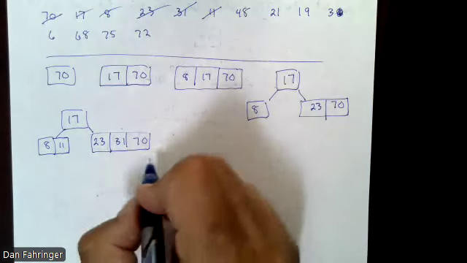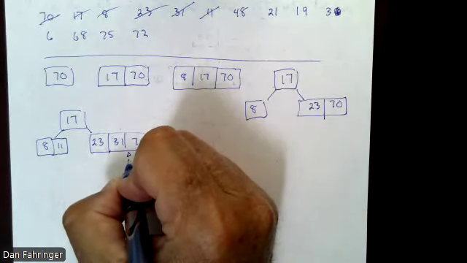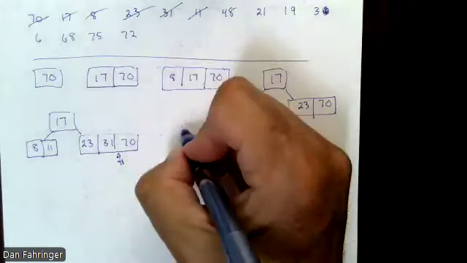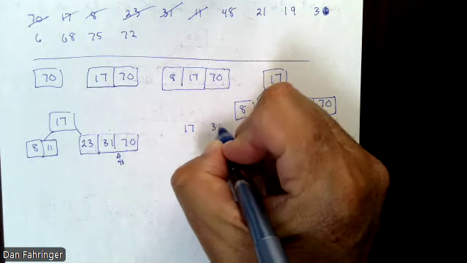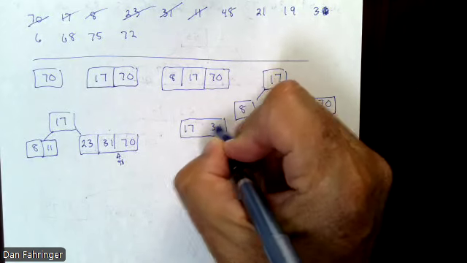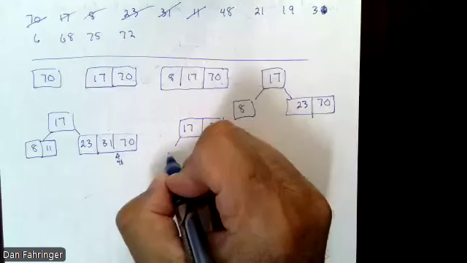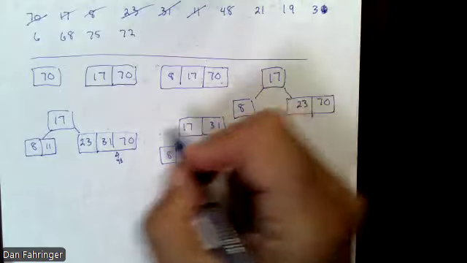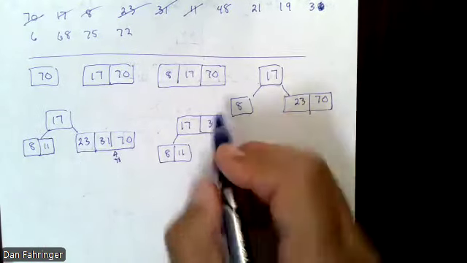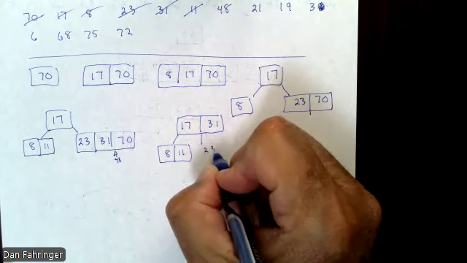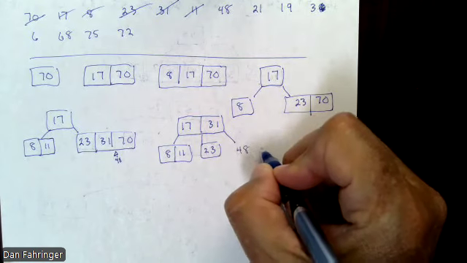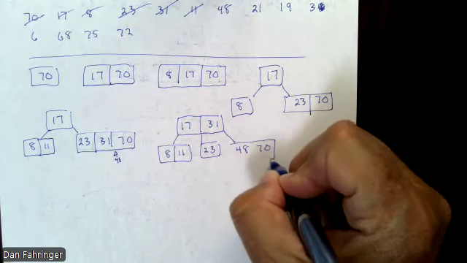48. 48's trying to go in right there, which means it's blow up time. The middle goes up. 17 and 31. To the left of 17 was the 8 and the 11. To the right of it is now going to be 23. To the right of 31 is that new 48 and the 70.